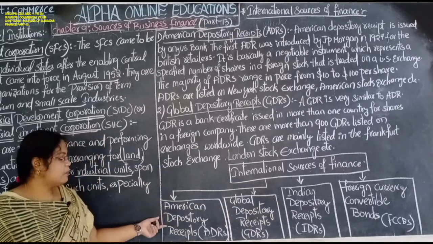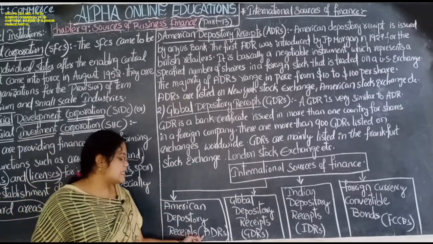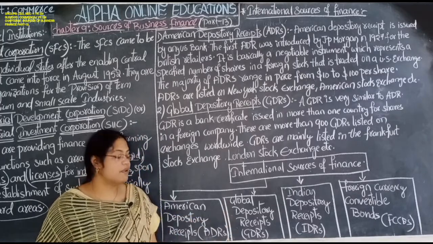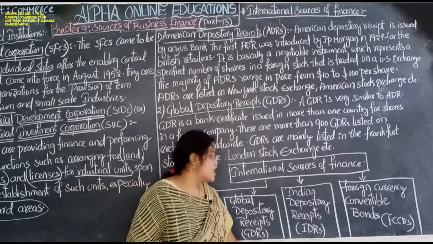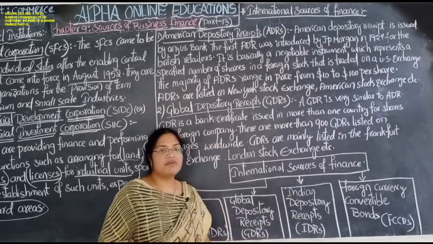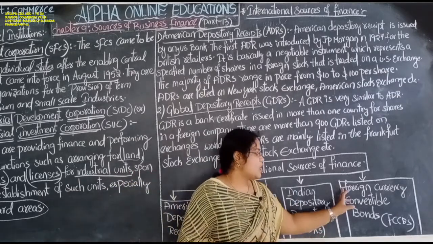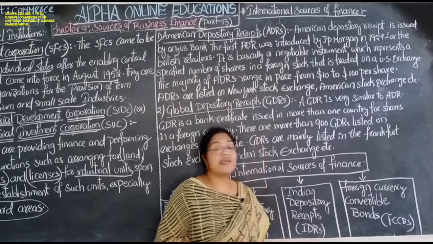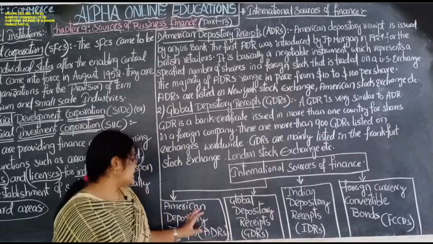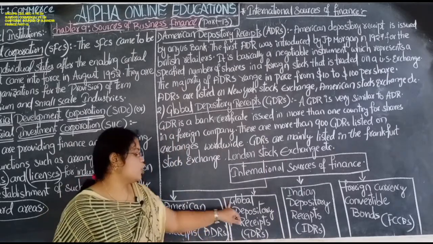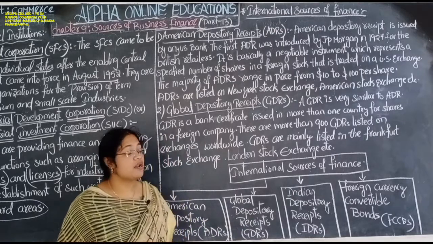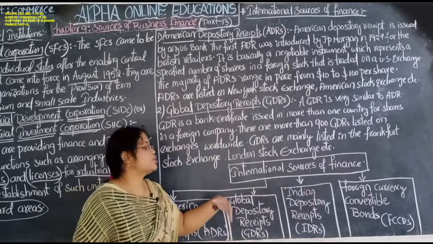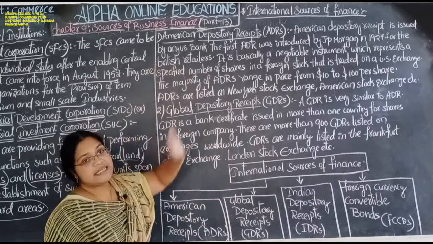Now American depository receipts are abbreviated as ADRs and global depository receipts are abbreviated as GDRs. Indian depository receipts are abbreviated as IDRs. Foreign currency convertible bonds are abbreviated as FCCBs. Okay, let us see what are American depository receipts and global depository receipts in this session. The remaining two types of receipts we will discuss in the next session. Okay, so American depository receipts.